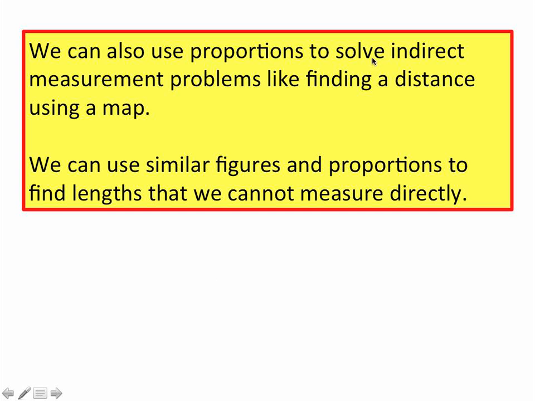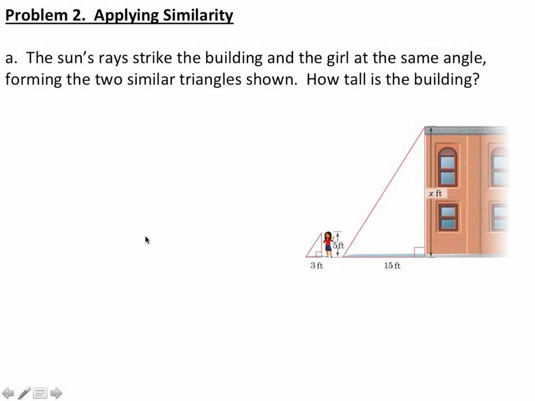We can also use proportions to solve indirect measurement problems like finding a distance using a map. We can use similar figures and proportions to find lengths we cannot measure directly. So for example, a sun's rays strike the building and the girl at the same angle, forming two similar triangles shown. How tall is the building? So I can't really measure this building without going onto the roof. Okay? But I can use this idea that this triangle is similar to this triangle. So the sides are proportional to find this missing length of the triangle.